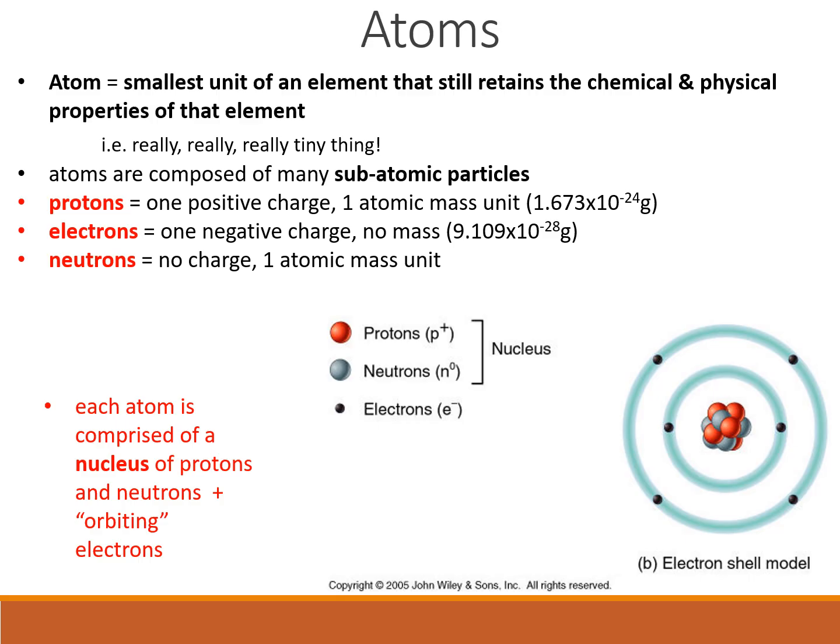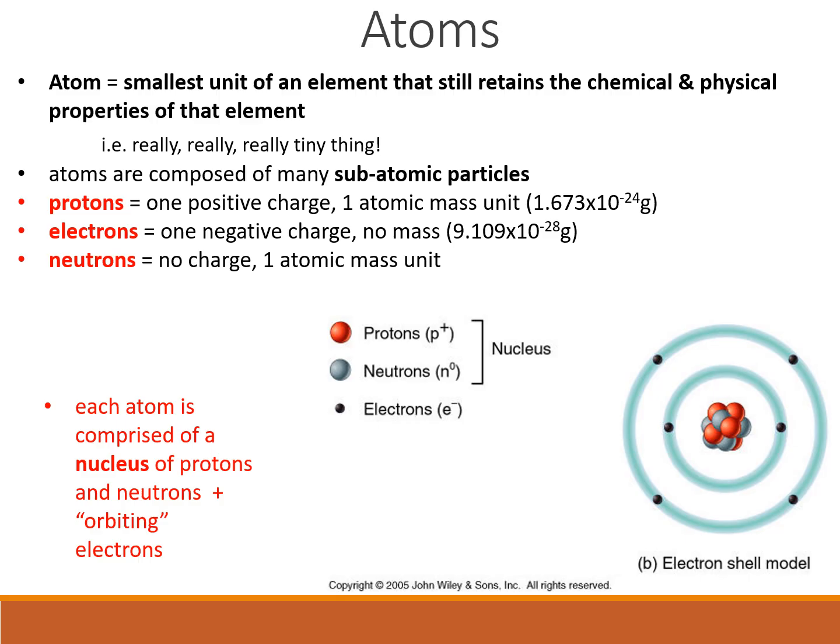Okay, what's a proton? Well, it's a subatomic particle that has a charge, one positive charge, and it has the weight of one atomic mass unit. Atomic mass unit is an arbitrary unit that physicists and chemists have given to the weight of a proton. The actual weight of an atomic mass unit is given there, 1.673 times 10 to the minus 24 grams. Don't ask me how they measured that. I have no idea. I'm a biologist, not a physicist.